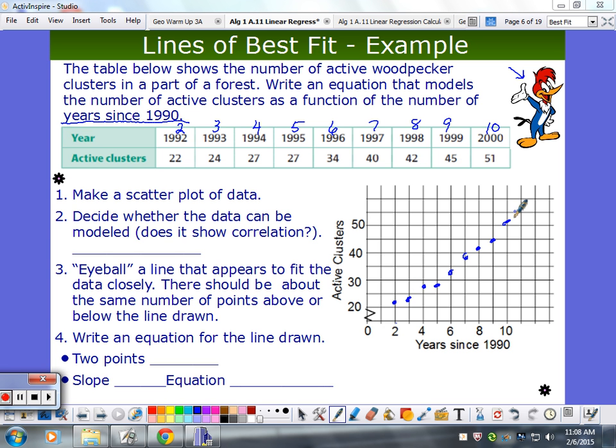I made my scatter plot. Now we're still working on it. I got a couple people still. We're almost there, right? Almost there. I finished. What do you guys think?